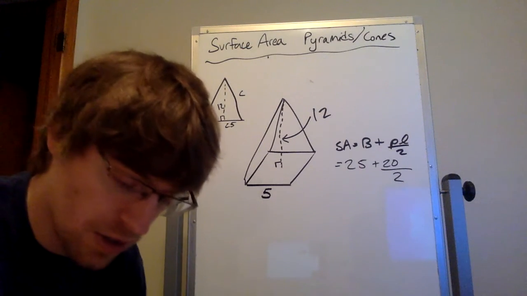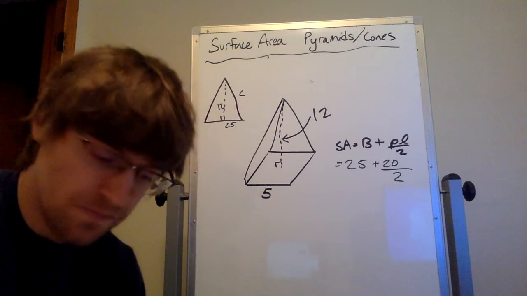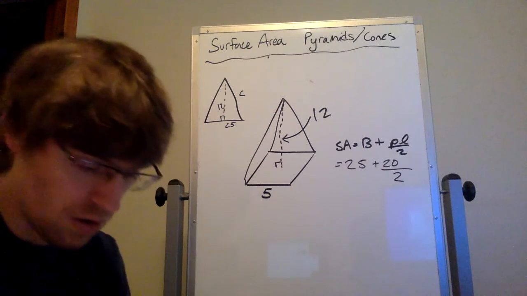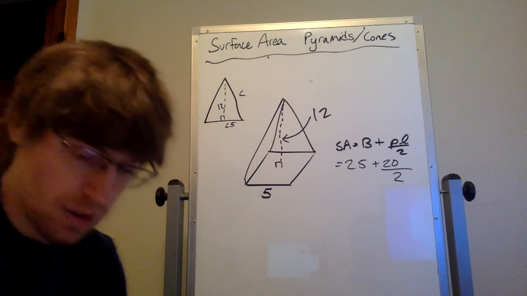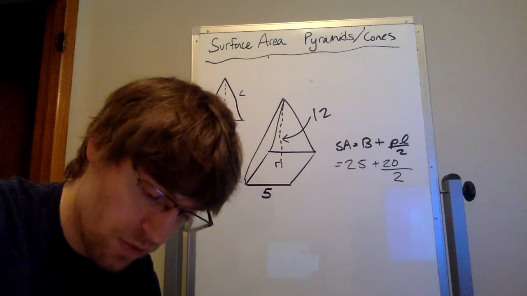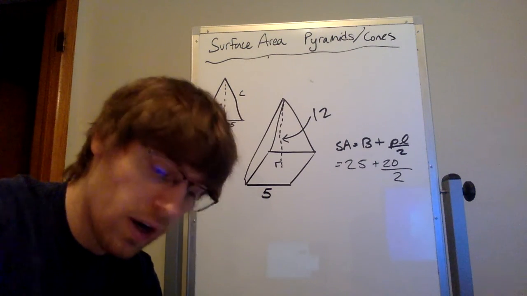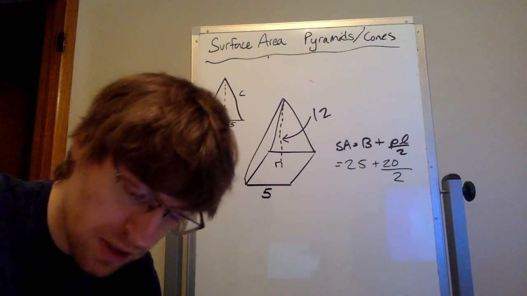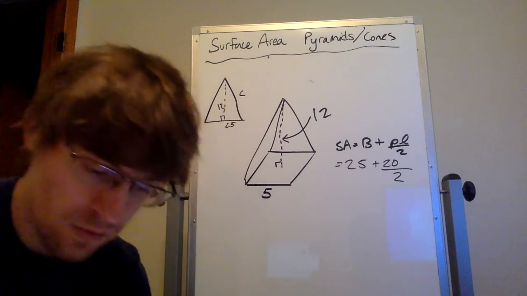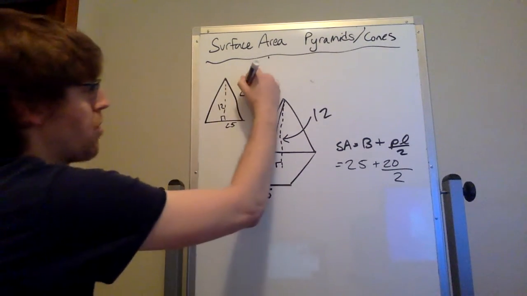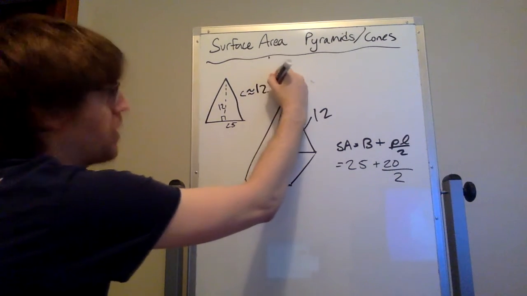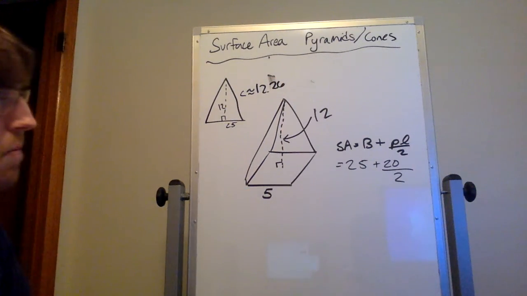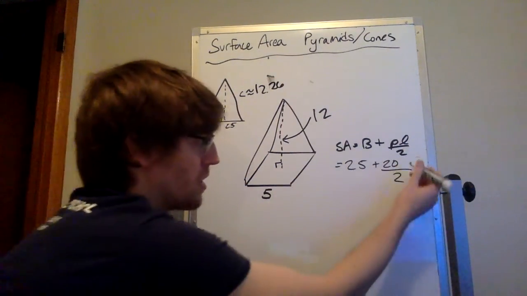My calculator is charging, so I have to use my phone. 2.5 squared plus 12 squared equals, let's take that to the 0.5 power because that's square rooting. So I got my slant height is approximately equal to 12.26. Then for the slant height, I'm just going to plug in that 12.26 right here.